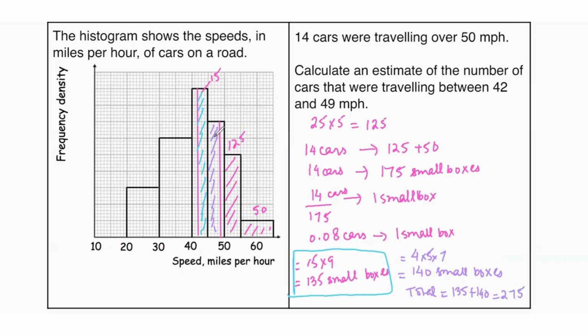Now we have to find the cars for 275 boxes. For that, we're going to multiply 275 with 0.08, because 0.08 cars represent one small box. So the value for 275 small boxes is going to be 275 times 0.08, which is equal to 22 cars. So that's your estimate of cars which are traveling between 42 and 49 miles per hour.